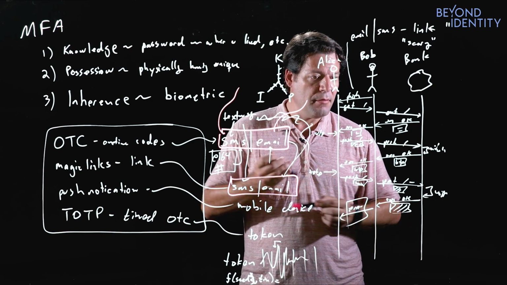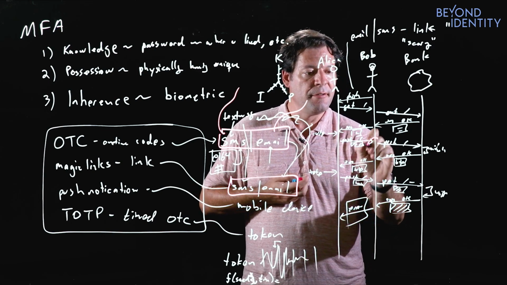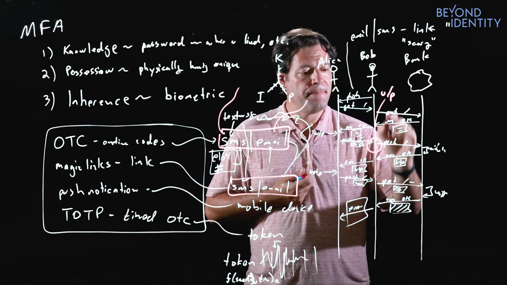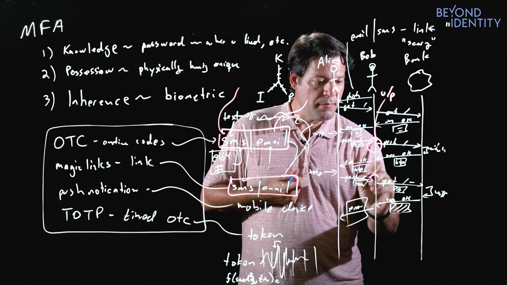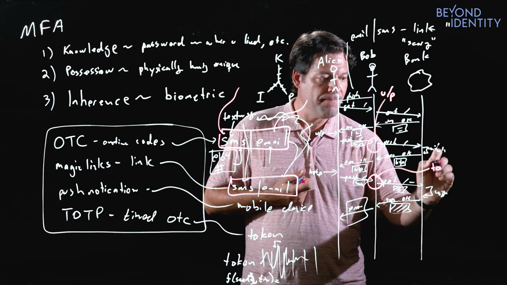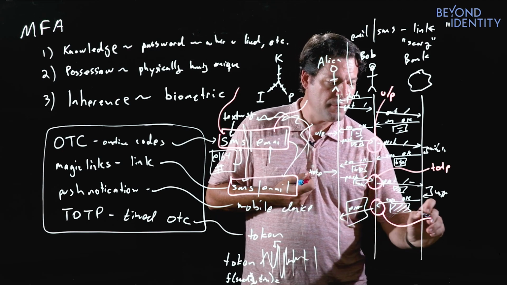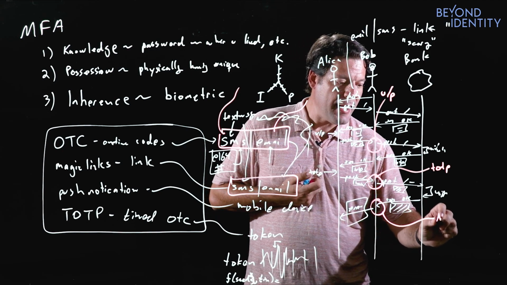But a couple things of interest. We learned Alice's username and password at this stage. We learned Alice's TOTP at this stage. And at this stage, we got Alice's access token.